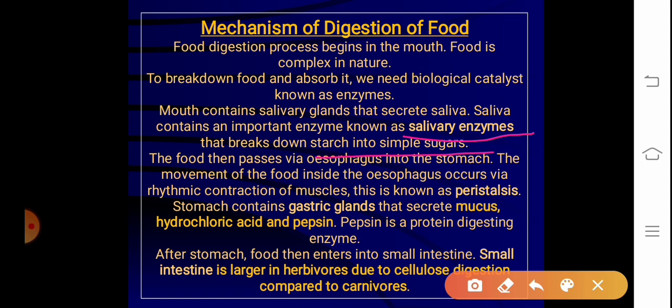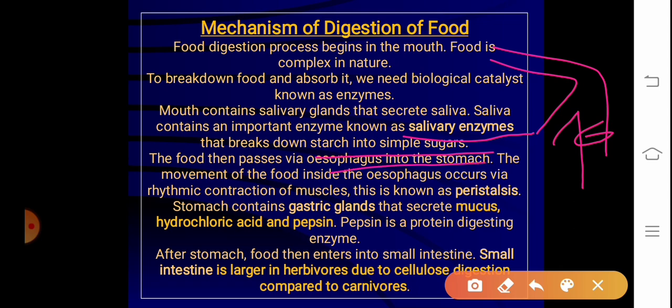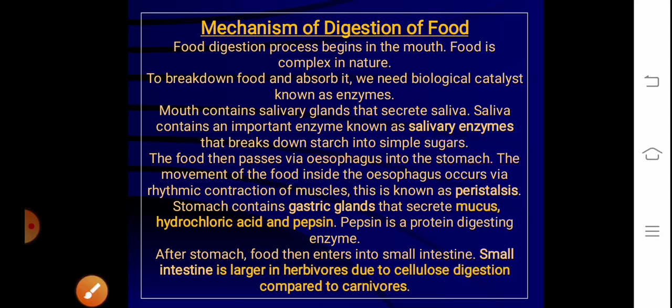Right? So, followed by the mouth. Now what happens? Where does the food enter from the mouth? From the mouth, it enters the pharynx. You can observe this region. Both the mouth and nose have a common point called the pharynx. This is the region where the food enters. From the pharynx, it moves towards the esophagus.